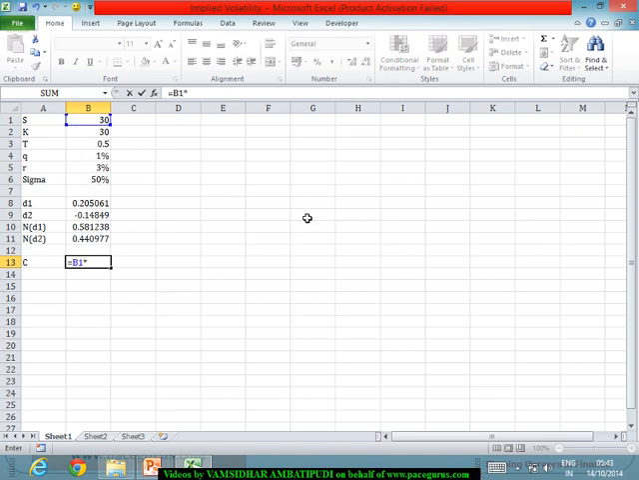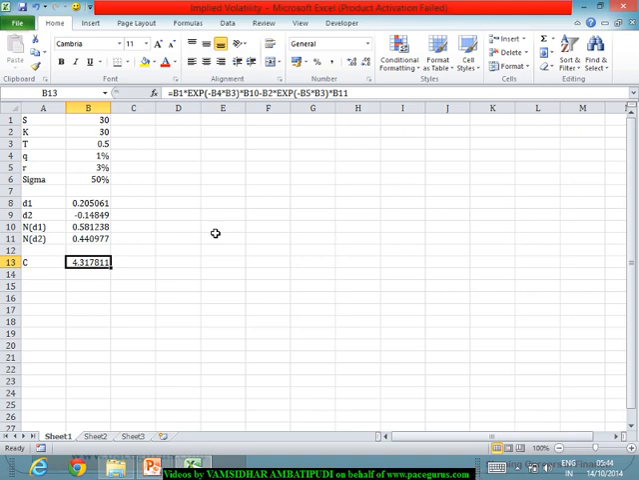S0 e power minus qT, into N(d1), minus K e power minus rT, multiplied by N(d2). So from here it is coming out that the price of the call option is 4.3.